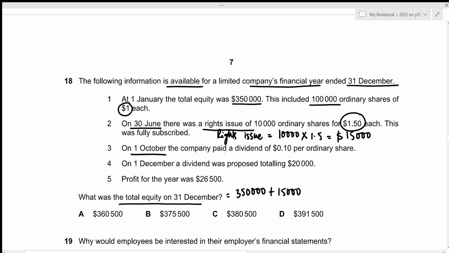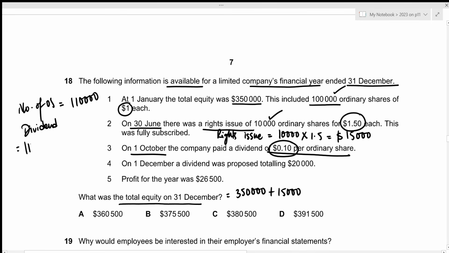Then on 1st October, the company paid a dividend of 0.10 per ordinary share. Remember that we had 100,000 ordinary shares at the beginning of the year. Then we introduced 10,000 new shares. So the total number of ordinary shares we have at the time of dividend payment will be 110,000. So the total dividend paid will be the number of shares, that's 110,000, multiplied by the rate of dividend, which is 0.10. This gives the total dividend to be 11,000.